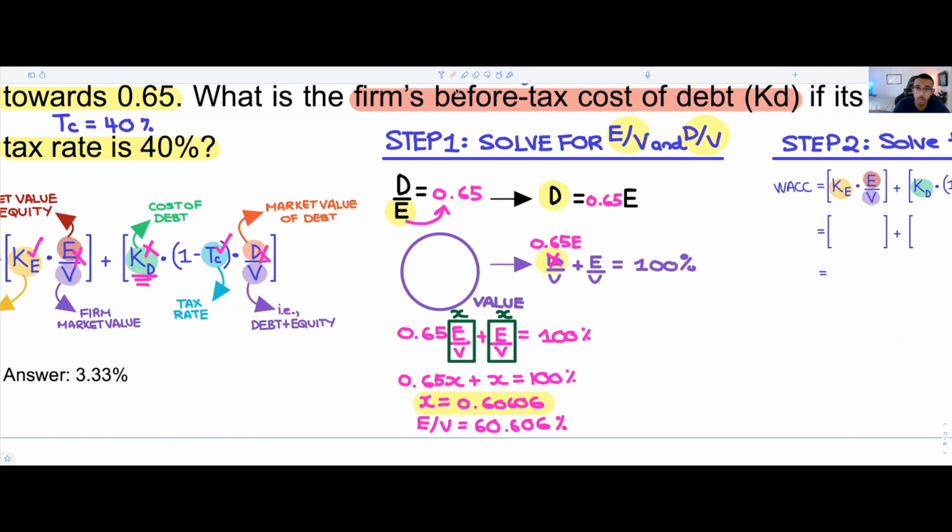And this is awesome news. The reason why this is awesome news is because now we know our equity to value. And because we know our equity to value, by definition, we know our debt to value. So let me write this as 60.606%. And we're going to write our debt over value in another color. We'll put it like orange. So if we know that that's equal to 60.606, then 100 minus 60.606, we're going to get 39.394% as being our debt to value.